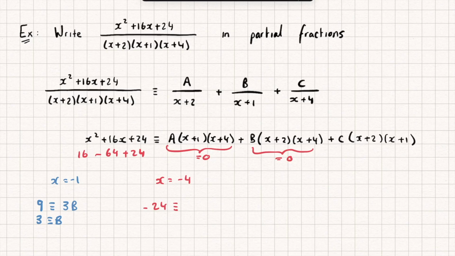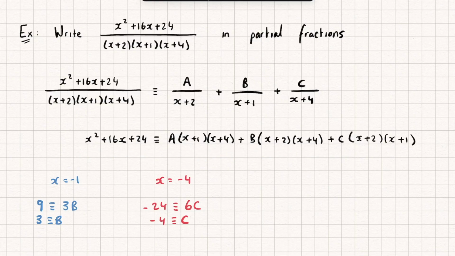And that's exactly the same as negative 4 plus 2 is negative 2, and negative 4 plus 1 is negative 3. Multiplying these two together gives us plus 6c. And dividing both sides by 6 gives us negative 4, sorry, so c is negative 4. Finally, let's do our last substitution. Let me just clear off this working out.